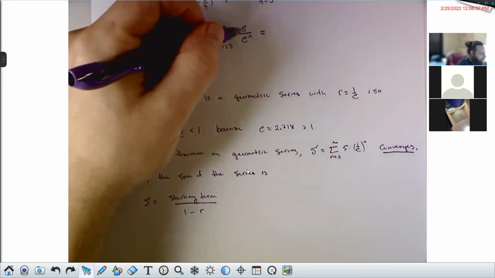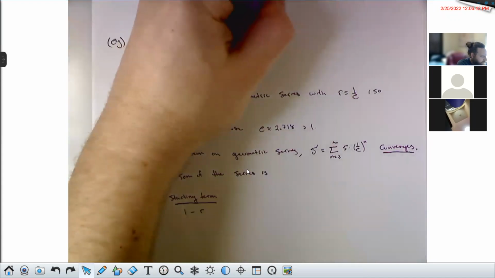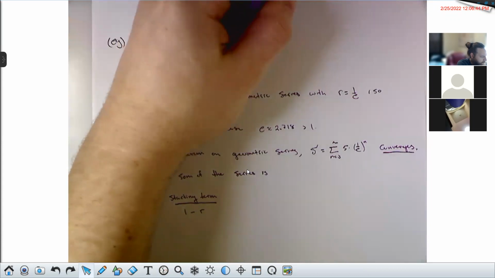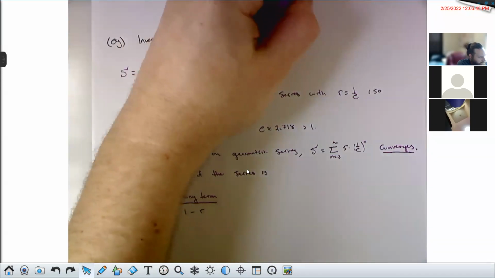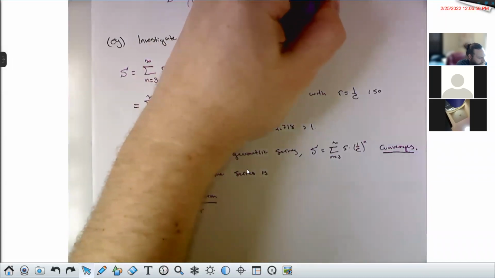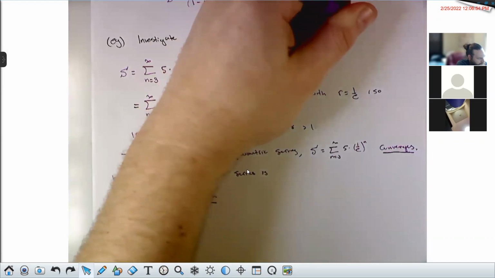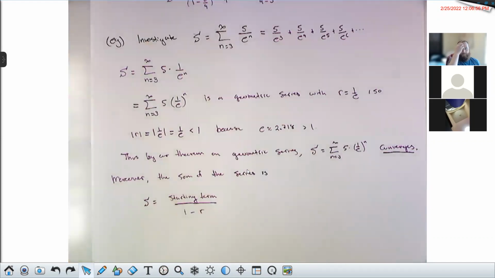If you take the first term here, that's the term you get with n equal to 3. That's 5 over e cubed. The next term would be 5 over e to the 4. The next term is 5 over e to the 5, and 5 over e to the 6, and so on. So you see the numerator here is not going to be 5. It's going to be 5 over e cubed.